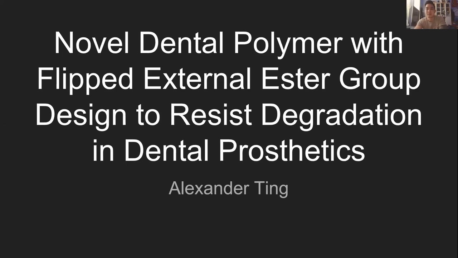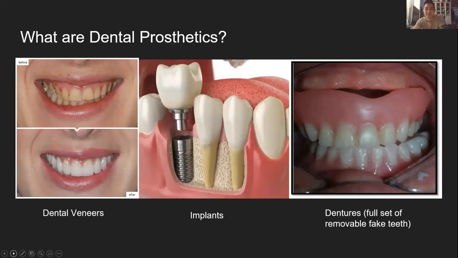Well, hey everyone. My name is Alexander, and I'm just going to be talking about a novel dental polymer that includes a flipped external ester group with the purpose to resist degradation in dental prosthetics. I chose this topic because I am pre-dental and teeth kind of fascinate me. So I'm that weird dude that likes looking in people's mouths. We can go ahead and go on to the next slide.